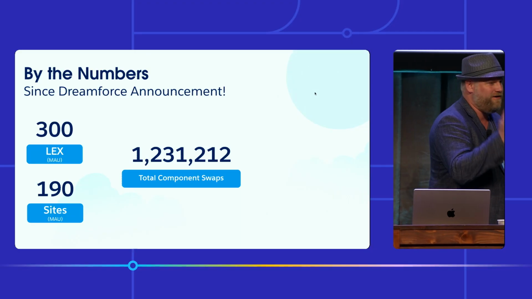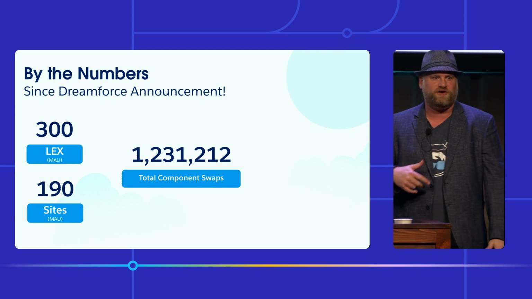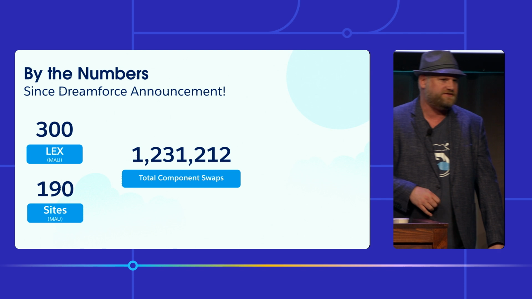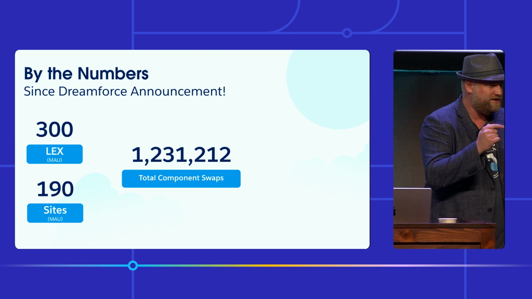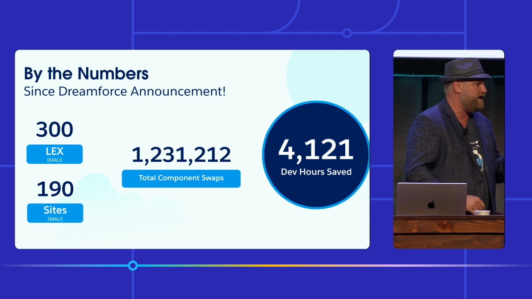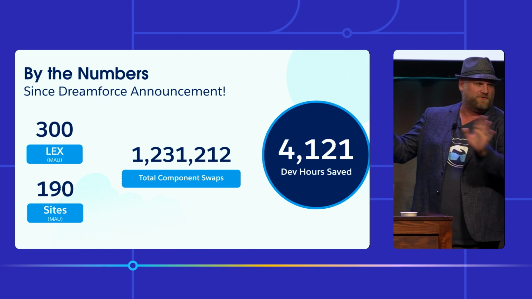Cool, we've got a demo. That said, we announced this at Dreamforce. Already 300 monthly active users in LEX. In Sites, we have 190, with over 1.2 million component swaps already actively occurring. The important thing, remember I said it is up to 6 times faster. It's important to note that that's over 4,100 dev hours that we've saved. So trust me, this will make your lives easier.